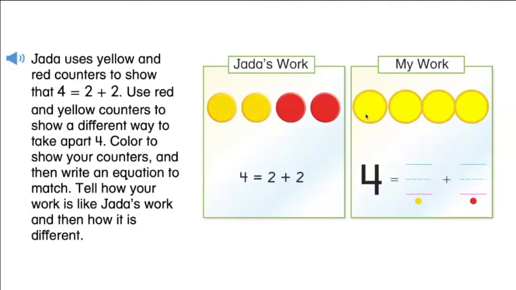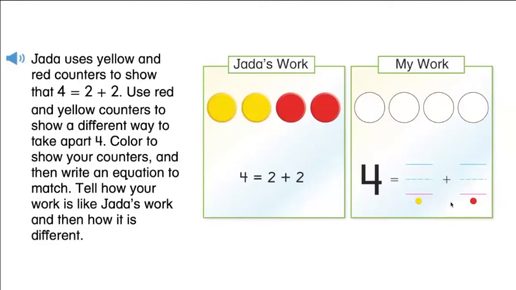This time, I'm going to use this many yellow counters. Let's count to see how many yellow counters there are. Ready? 1, 2, 3, 4. 4 yellow counters. So what number am I going to write right here for my yellow counters? I'm going to write the number 4. All right, 4 equals 4 plus, how many red counters do I have? 0. So I'm going to write the number 0. Are there any other ways that we can make 4?